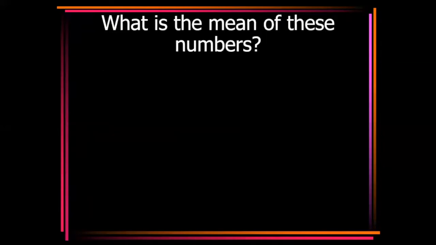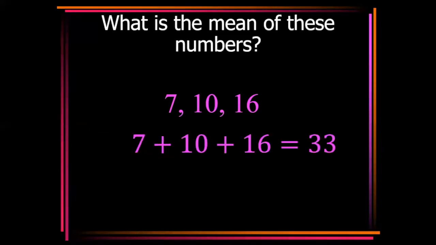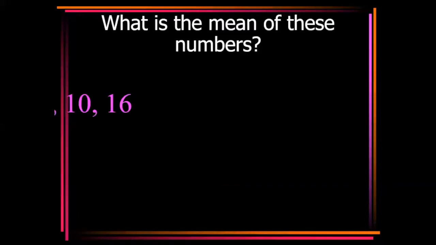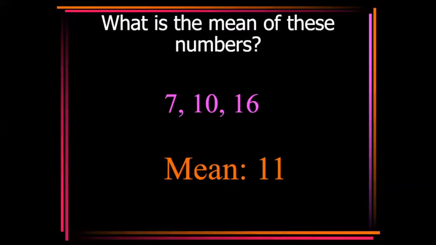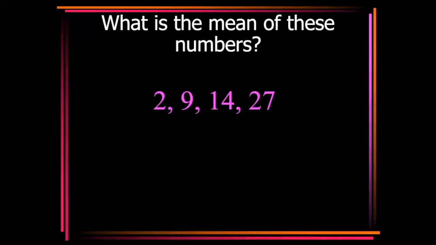Okay, what is the mean of these numbers? 7, 10, 7, 10, and 16. Okay, our first step is to add the numbers. 7 plus 10 plus 16 equals 33. Then we're going to divide by 3. 33 divided by 3. Good job, everyone. The mean is 11.